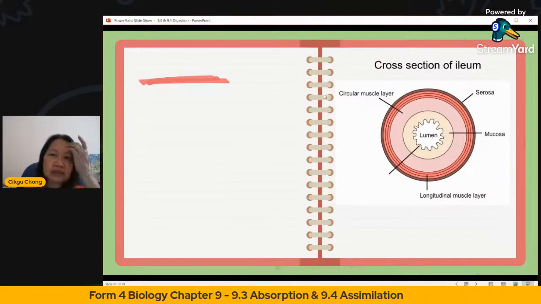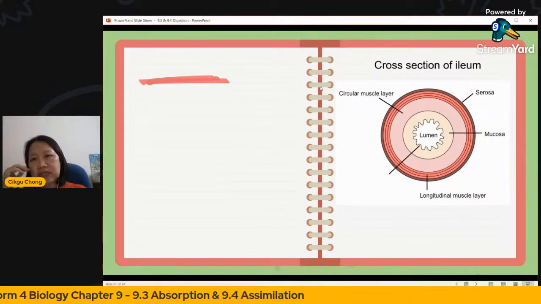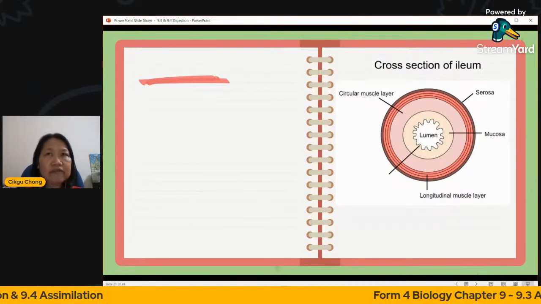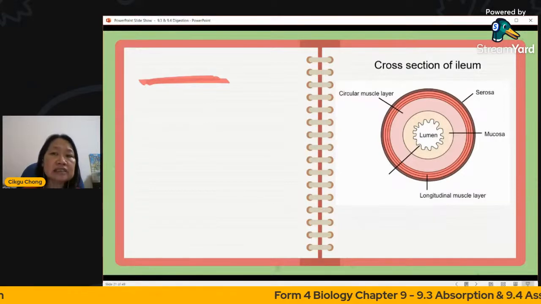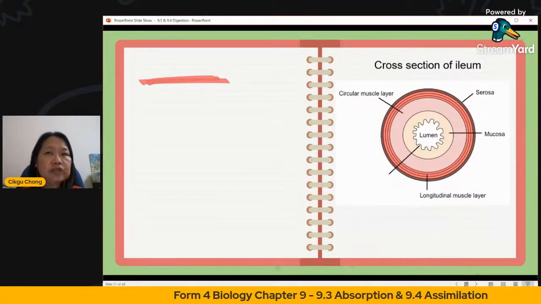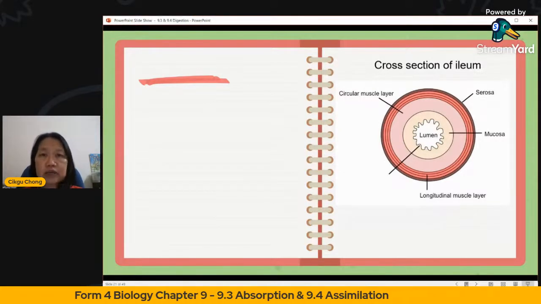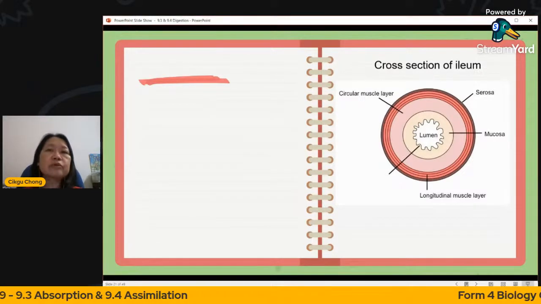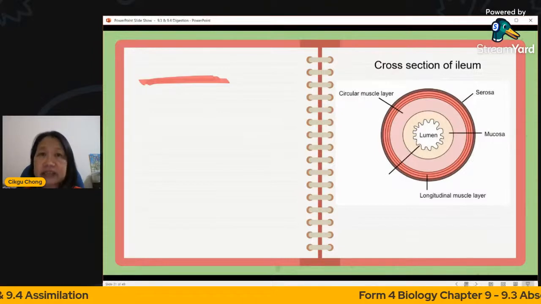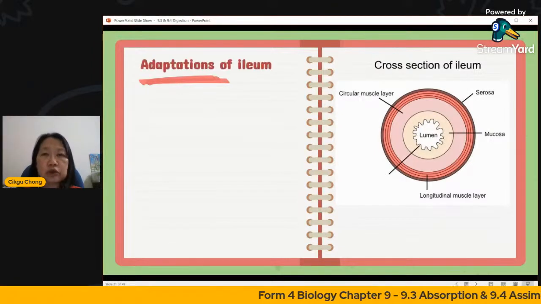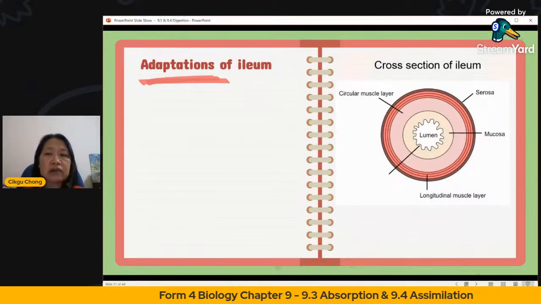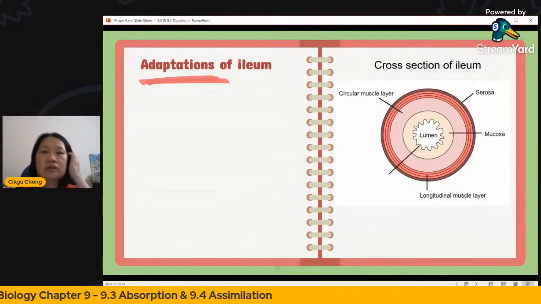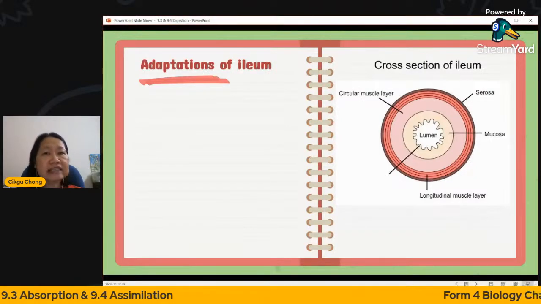So, cross-section of the ileum. Why do we need to talk about the ileum? Because this is where absorption happens. We have already arrived at the ileum in the earlier lesson, where the carbohydrates, proteins, and lipids have been broken down into their simplest forms. For carbohydrates, we have monosaccharides, which are glucose, fructose, and galactose. For protein, we have amino acids. And for lipids, we have fatty acids and glycerol.